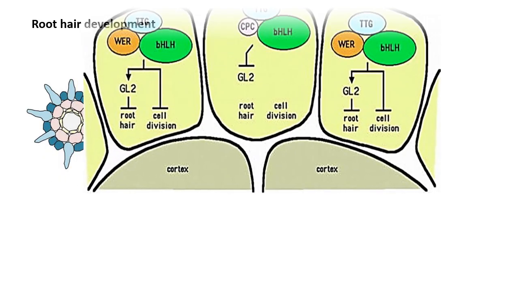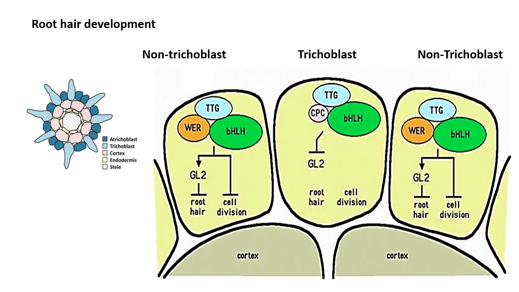The transcription factor TTG, also known as Transparent Testa Glabra, which is highlighted here in bluish color, along with its interaction with other transcription factors in the epidermal cells, decides the formation of root hair or it can inhibit the formation of a root hair. So ultimately, it decides the formation of trichoblast and non-trichoblast cells and their fate.